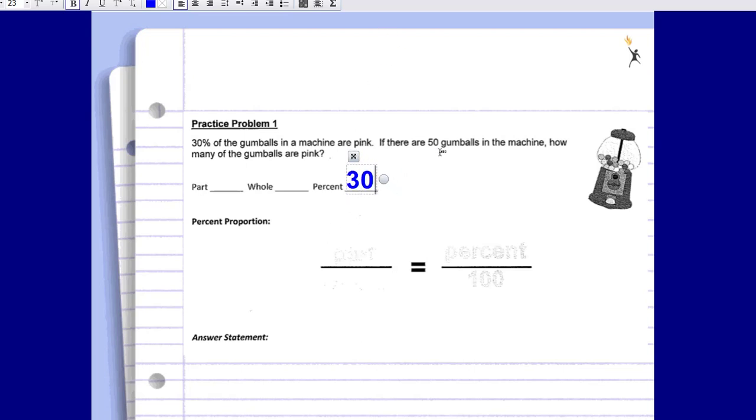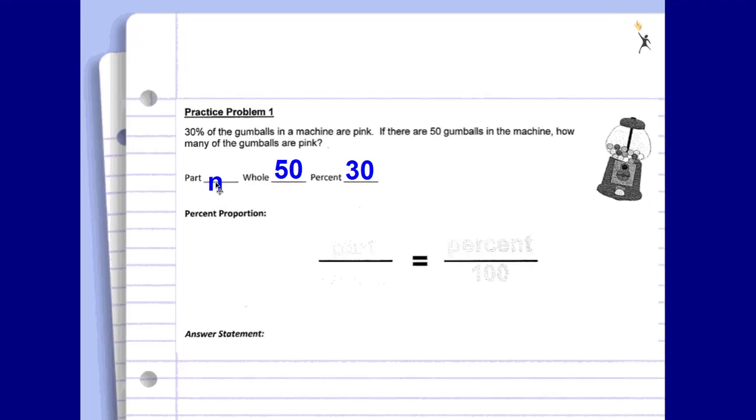Okay, I know the whole. There are a total of 50 gumballs in the machine. So that's your whole amount. Because remember, your whole is your total. And then I'm looking for the number of pink. So the part is the unknown. This is your n, your variable n.